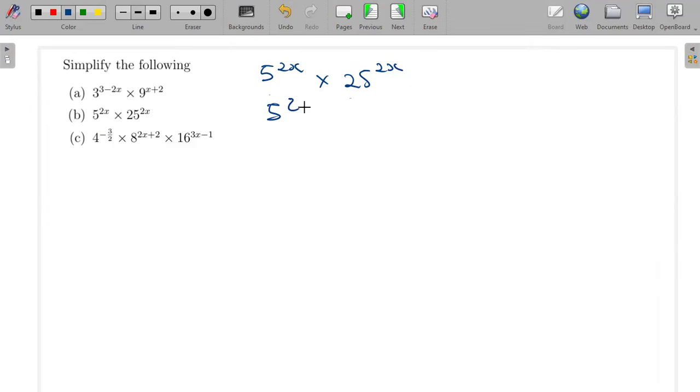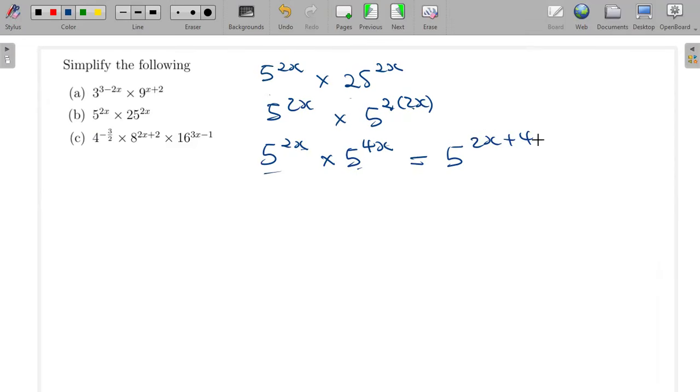So you say 5 to the power x this side, multiplied by, here I'll say 5 to the power 2, multiplied by the 2x there. So this is going to be 5 to the power x multiplied by, so 2 by 2 there gives you 4. So you have 5 to the power 4x. Then this here, we keep the base, which is just 5, and then we add the exponents. So you have x plus 4x. So 5x will give you 6x, like that.